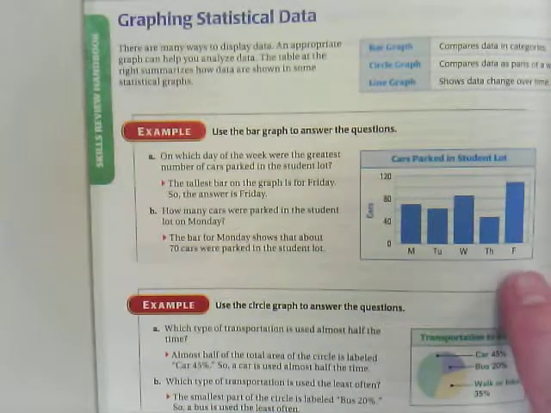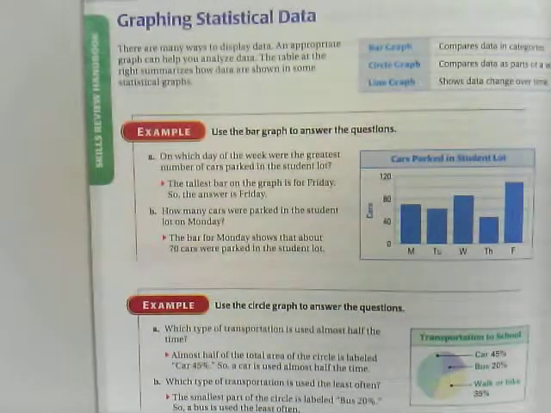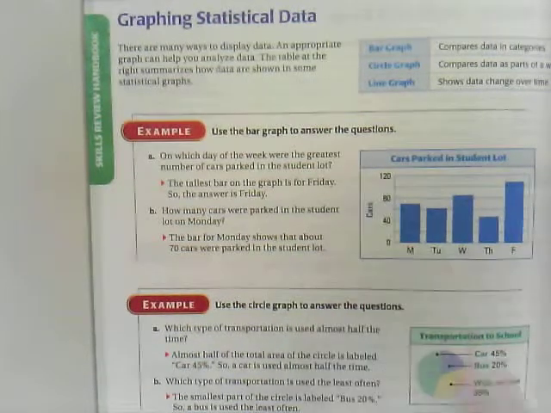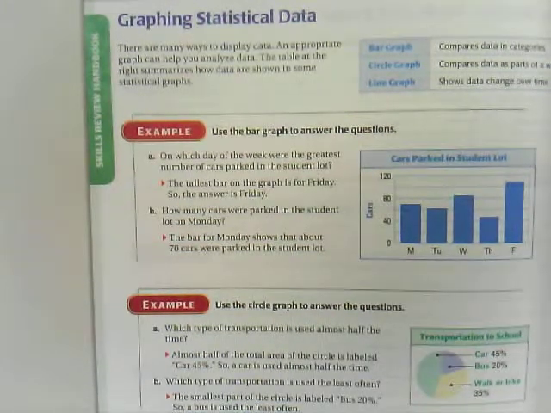So if we want to know which day of the week had the greatest number of cars parked in the lot, well, we just look at the tallest bar. That's on Friday. Friday has the tallest bar, so that's where the most cars were parked in the lot. And then how many cars were parked in the lot on Monday? Well, if we look at the bar for Monday, it looks like it's halfway between 80 and 60, so that's going to be 70.